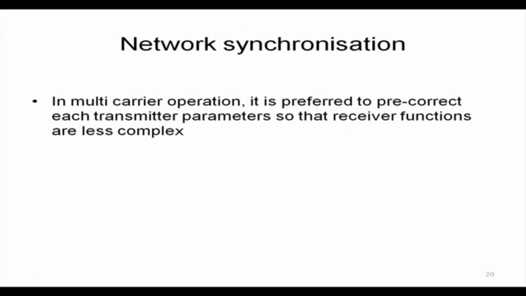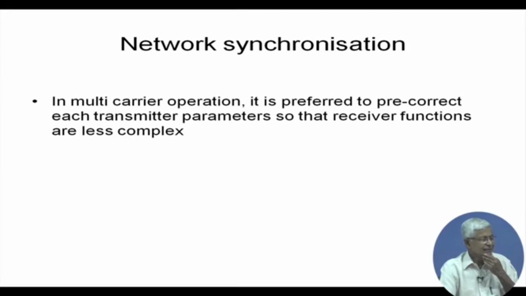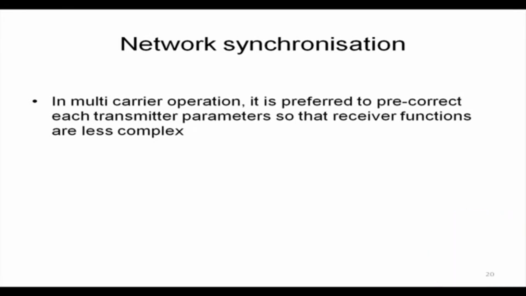Now, that was the frame synchronization; next, network synchronization. At the network level, in a multi-carrier operation, it is preferred that each transmitter pre-corrects the parameters, so that the receive functions are less complex. I told you the example of the TDMA type of thing, where at the satellite there is a receiver, and there are n number of transmitters trying to access the satellite receiver in TDMA.